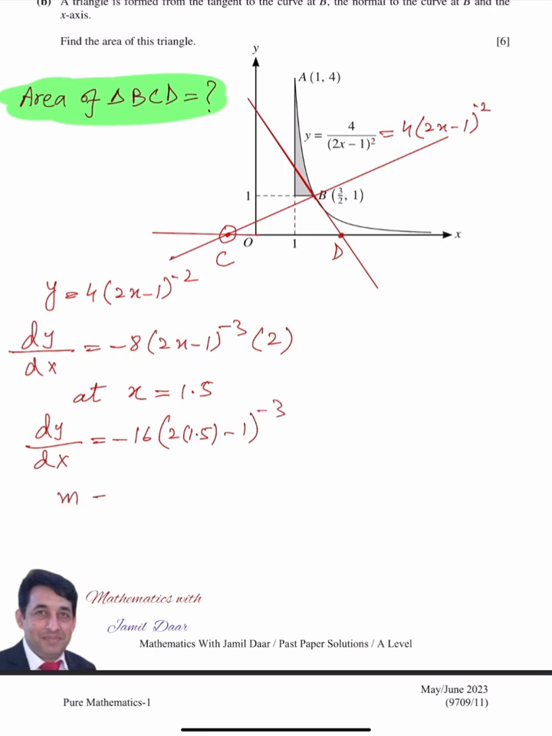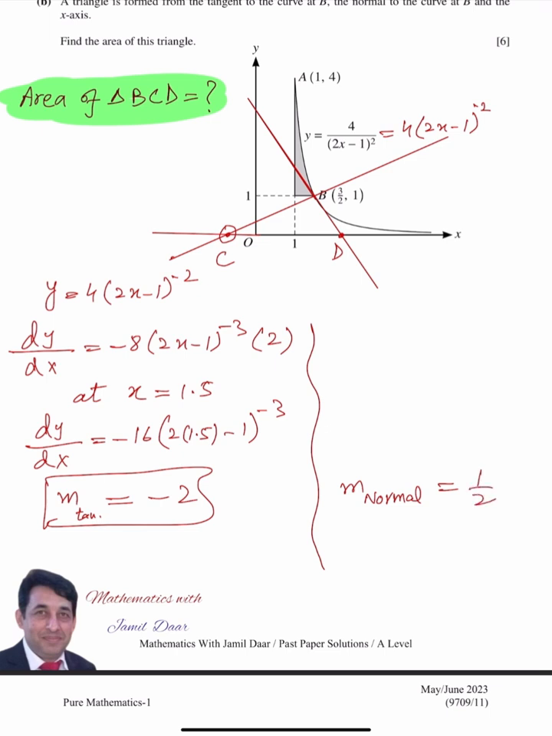So dy over dx is the gradient of the tangent, right? Let me do the calculation. That would be minus 2. So this is the gradient of the tangent. What would be the gradient of the normal? The gradient of the tangent and the gradient of the normal are negative reciprocals of each other. So that would be 1 by 2. Now we'll find the equation of the normal and the equation of the tangent.